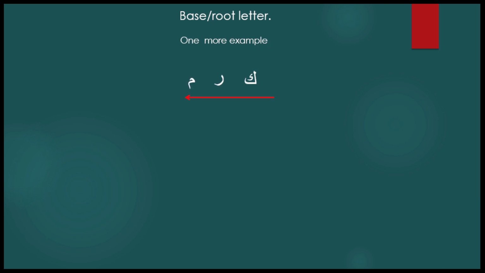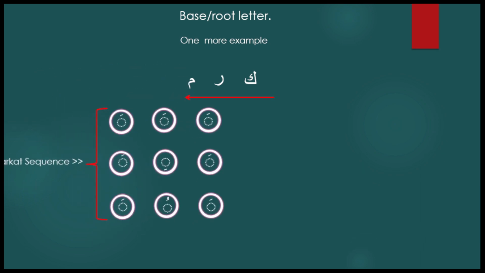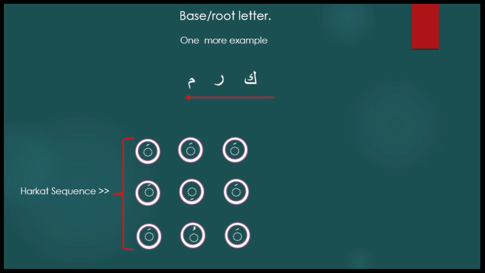The three letters kaf, ra, and mim. The sequence is okay. Now the harkat will be any one of these three sequences. It could be karama, it could be karima, or it could be karuma. Which one is true? This or not, this or not. So the last one, karuma. Karuma means to be generous.